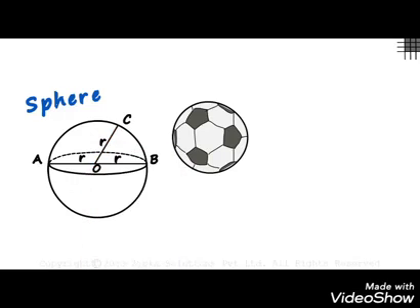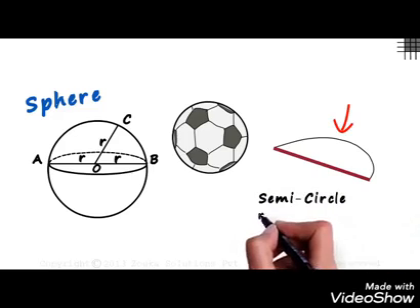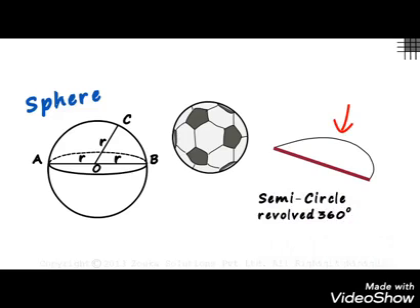Is there any other way in which we can visualize a sphere? How about we take a semicircle on a plane? A semicircle is half a circle and this red line is its diameter. When this semicircle is revolved 360 degrees around the diameter, we get a sphere.